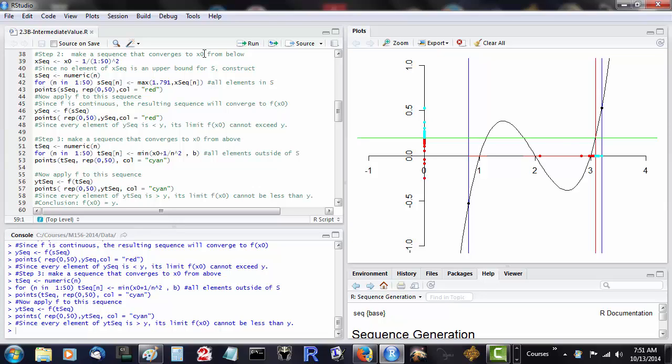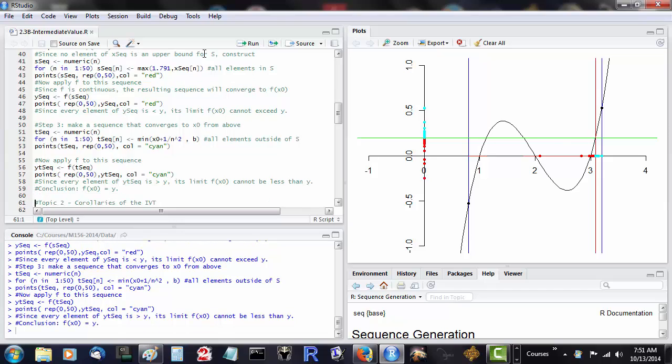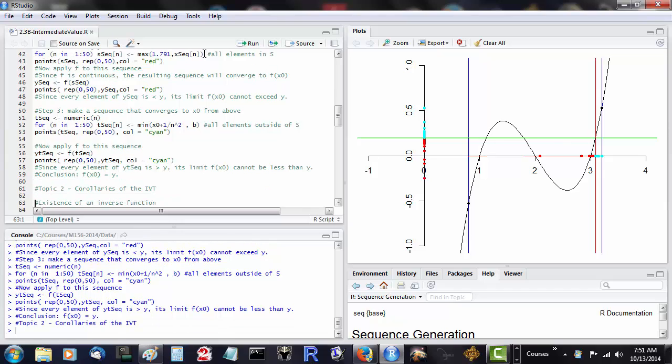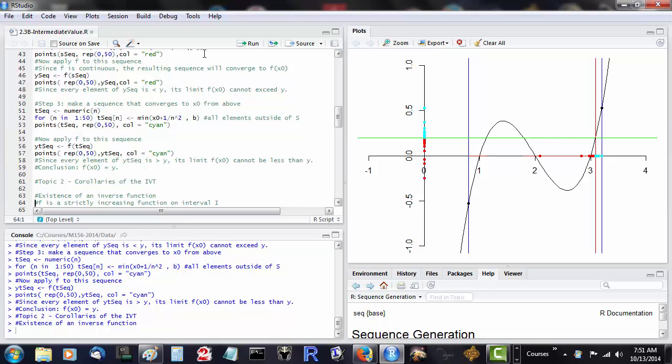F of x0 cannot be less than y. Earlier we found it couldn't be greater than y. What's left? It has to be equal to y, and we've proved the intermediate value theorem. Let's look at a couple of corollaries of this extremely useful theorem.